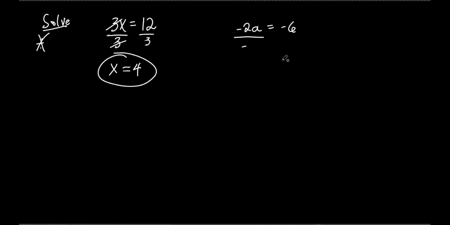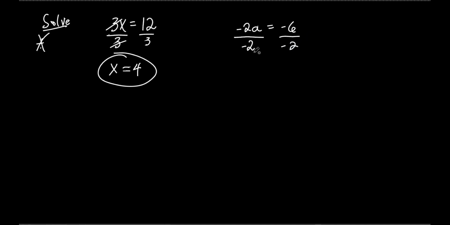Do I divide by the whole negative 2a? No, what's the only thing I want to get rid of? It's the negative 2. It's not a 2, it's a negative 2. So I have to get rid of the negative 2. That's where a lot of people mess up. They might just divide by 2. All right, you have to divide by the negative as well.